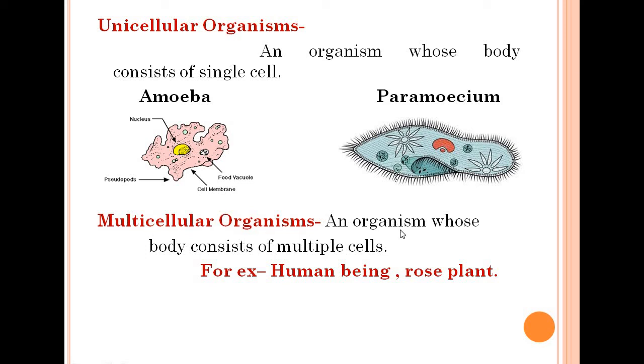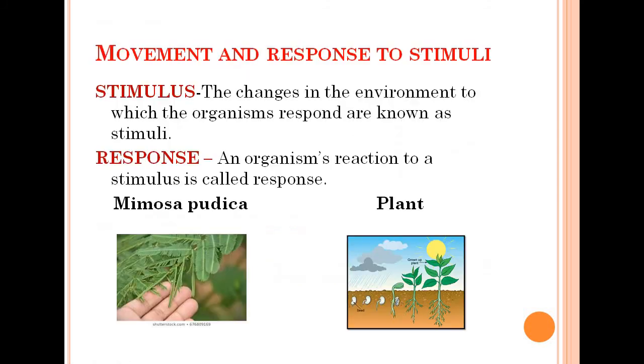Multicellular organism: an organism whose body consists of multiple cells is called a multicellular organism. Means those organisms whose body consists of several cells are called multicellular organisms. For example, human being, rose plant, or any plant are multicellular organisms.